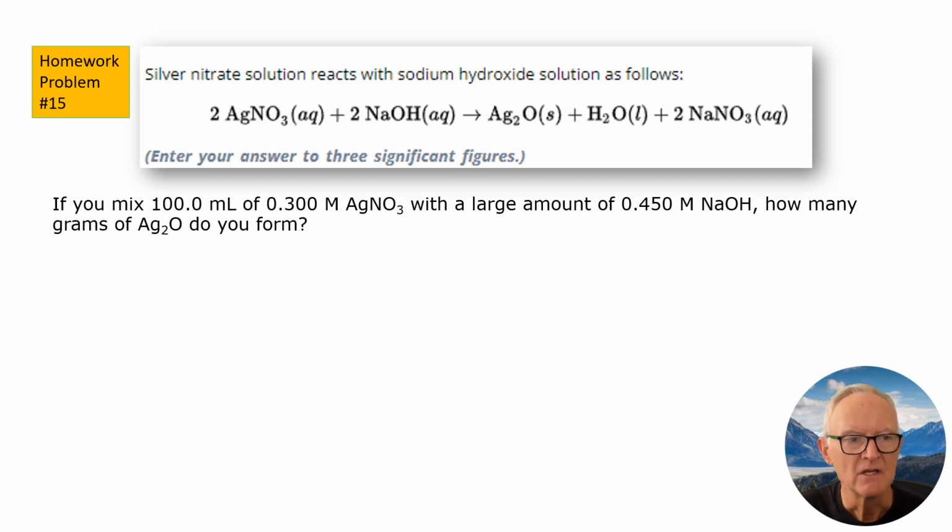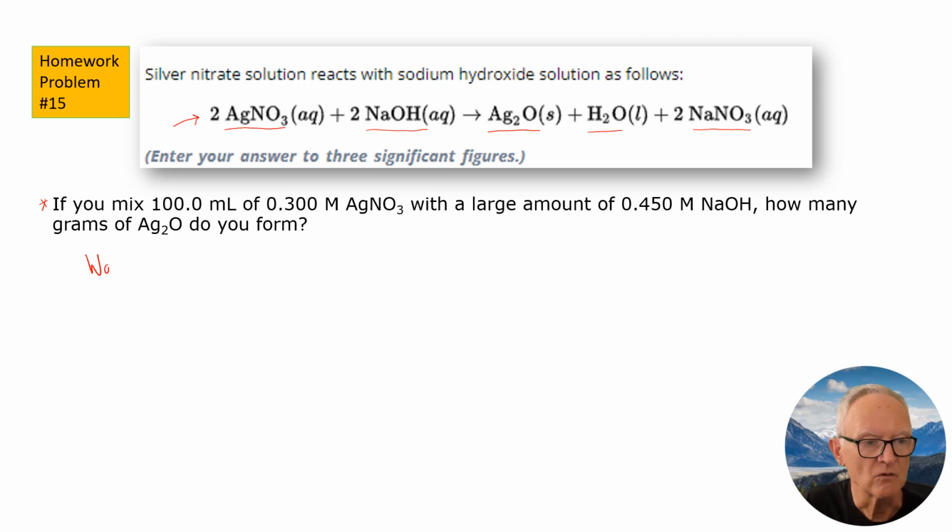So let's go. Here is the chemical equation given. We've got silver nitrate reacting with sodium hydroxide to make silver oxide plus water plus sodium nitrate. If you go on to the next part, it'll give you a scenario like this: if you mix 100 mL of 0.3 molar silver nitrate with a large amount of 0.450 molar sodium hydroxide, how many grams of silver oxide do you form?